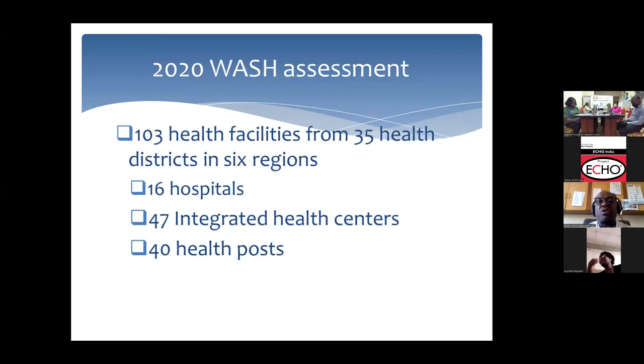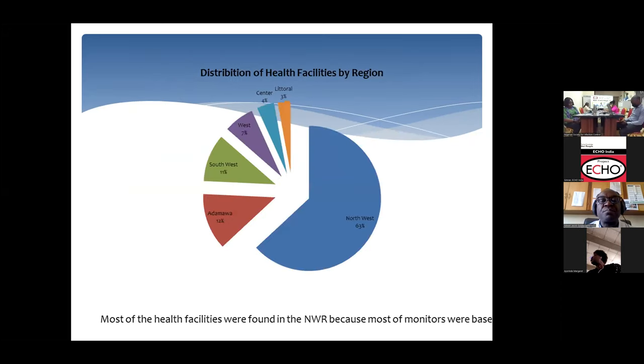The study we conducted in 2020 included 103 health facilities from 35 health districts in six out of the 10 regions. And it included 16 hospitals, 47 integrated health centers, and 40 health posts. Now, the distribution of health facilities, majority of them were in the Northwest region.